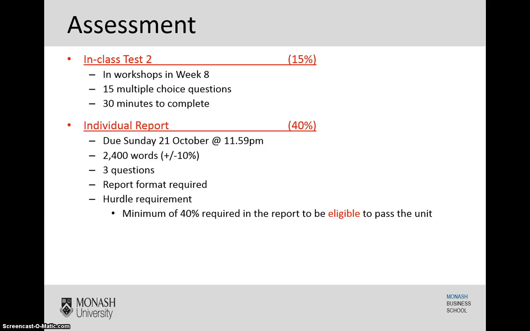It's a 2,400 word report based around 3 questions which are outlined in your unit guide and which we'll discuss a lot throughout the semester. It is to be submitted in a report format. If you're unfamiliar with that, we again will guide you through that in the semester. And there is a hurdle requirement here. What you need to achieve is at least 40% of your report in order to be eligible to pass the unit. If you don't get a mark of 40 or above on your report, you cannot pass the unit.